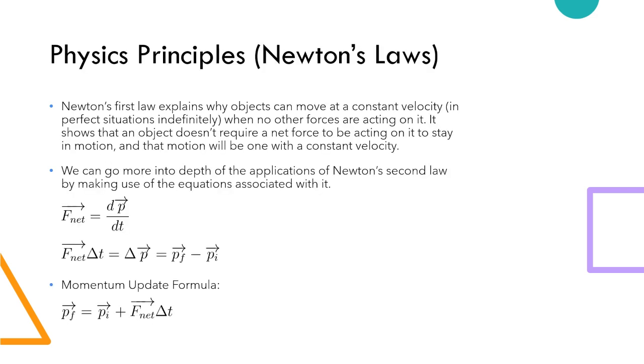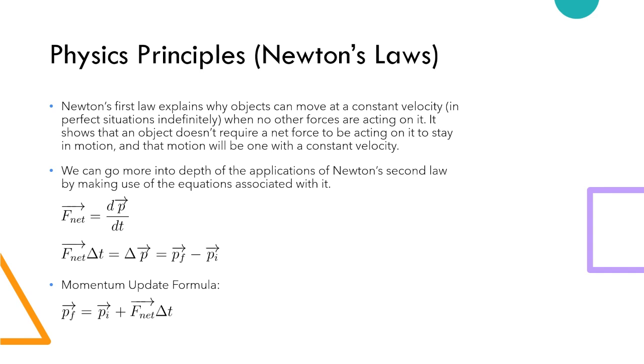First, we will be explaining physics principles, Newton's laws. Newton's first law explains why an object can move at a constant velocity when the net force is equal to 0, while Newton's second law can be explained even further with the equation F net is equal to the rate of change of momentum over the rate of change of time, with momentum being p. If we rearrange this equation to make the change in momentum the subject of the formula, we get that F net times t is equal to the change in momentum, which is equal to final momentum minus initial momentum.